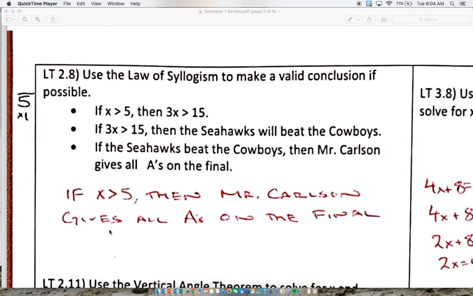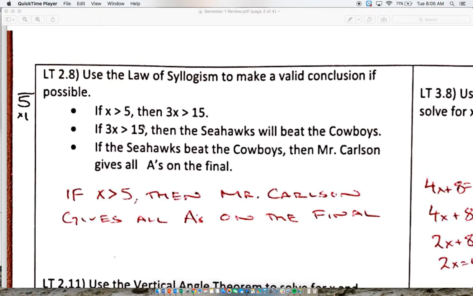Use the law of syllogism. So this is like the transitive property. You made your books about this concept. So I've got if x is greater than 5, then 3x is greater than 15. So if the next one starts with if 3x is greater than 15, which it does, then I can continue my law here. Then the Seahawks will beat the Cowboys.